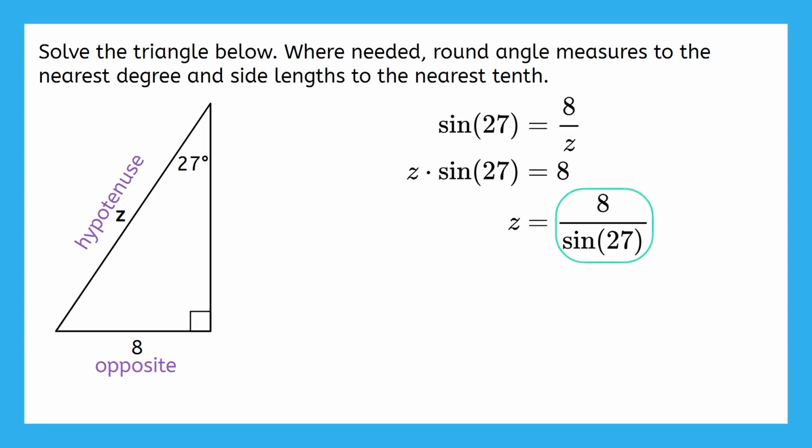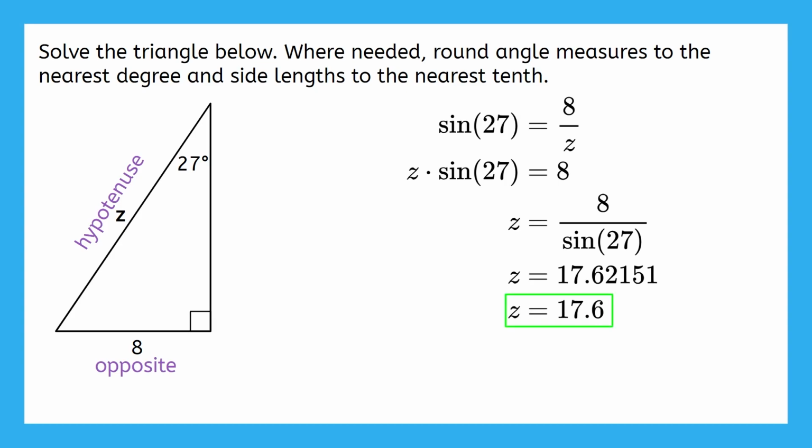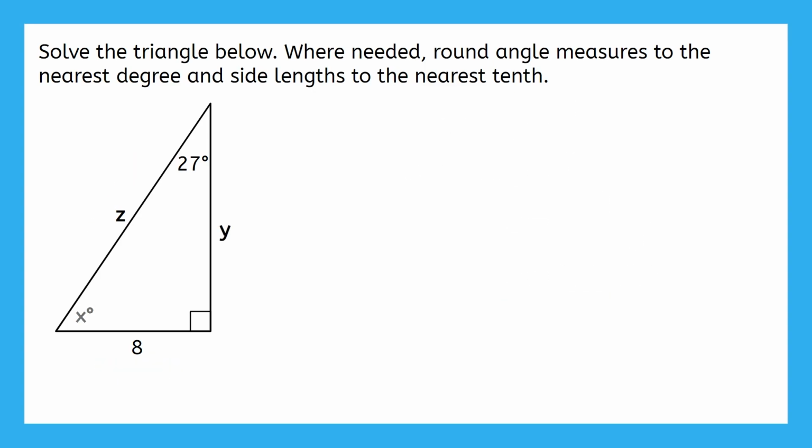This expression is what I'm going to put into my calculator, and my calculator gives me back this decimal as an answer. Rounding to the nearest tenth gives me a final answer of z equals 17.6. I'm going to put all three of these answers in my triangle just to give you the full picture.